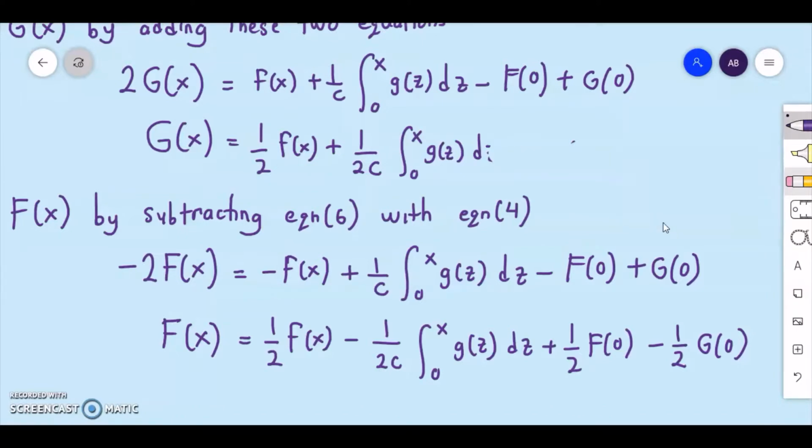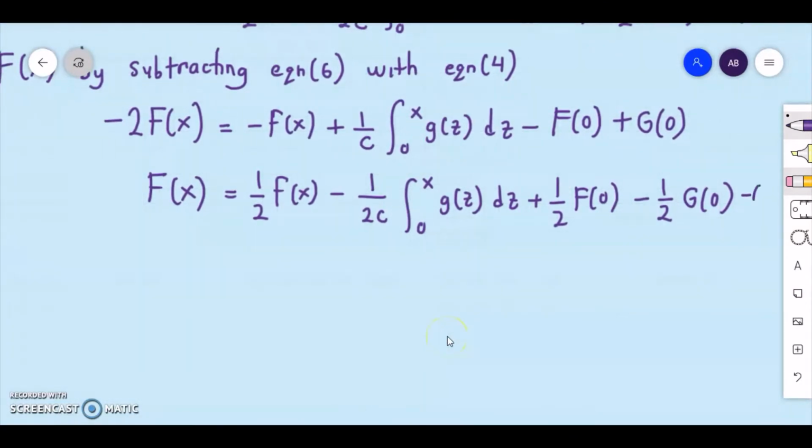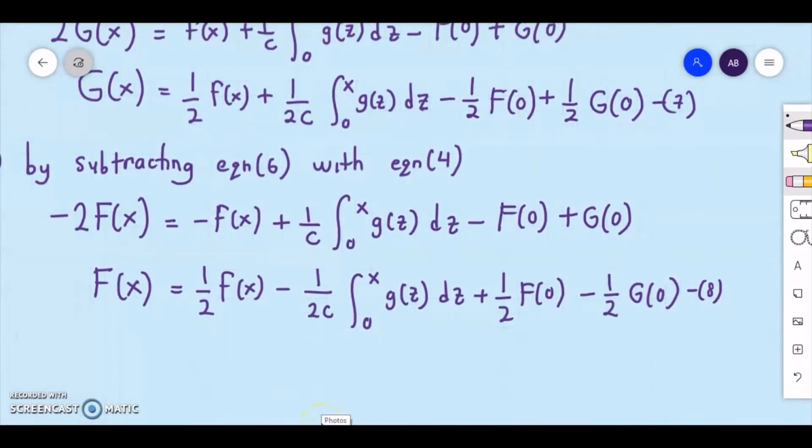So what happened now, we can see that we have obtained the equation for f and my big G. Okay, so I can call this my equation 7, and my f of x here, this is my equation 8. So we have two equations, 7 and 8. One is f of x and the other is g of x.